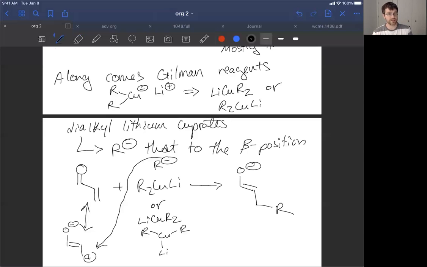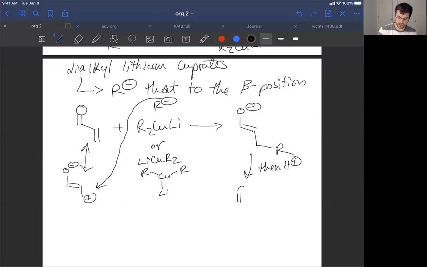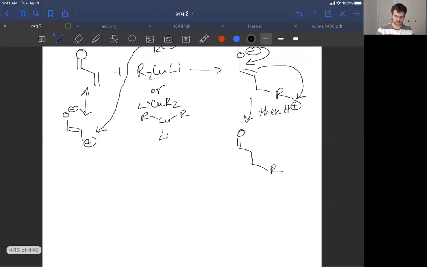And so copper just in general favors addition to carbon-carbon pi bonds over carbon-oxygen pi bonds, and we get this species, which we can then follow with H plus to give us this molecule here. Okay, and that's the extent of the mechanism I'd want you to know. Instead, we could look at some examples of this.